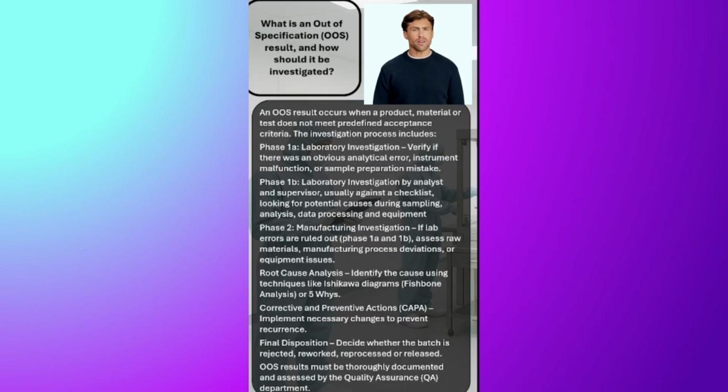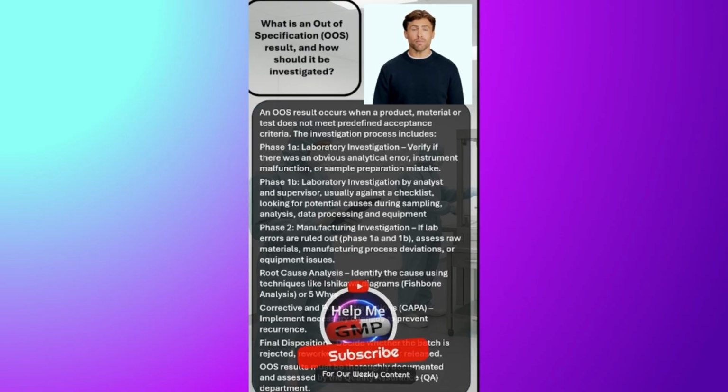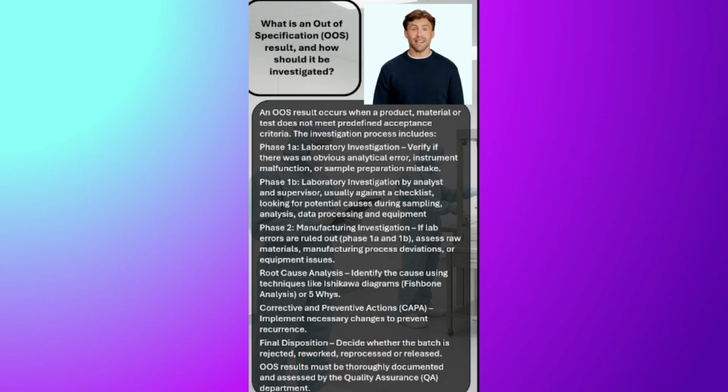What is an out-of-specification result? An out-of-specification result means a material, product, or test failed to meet its acceptance criteria. Here's how it's investigated. Phase 1A. The lab checks for obvious errors, like equipment malfunction or sample prep mistakes. Phase 1B. The analyst and supervisor review everything against a checklist. If something looks suspicious, hypothesis testing can confirm or rule it out. Only if the test is invalid can a retest happen, and it must be fully justified.